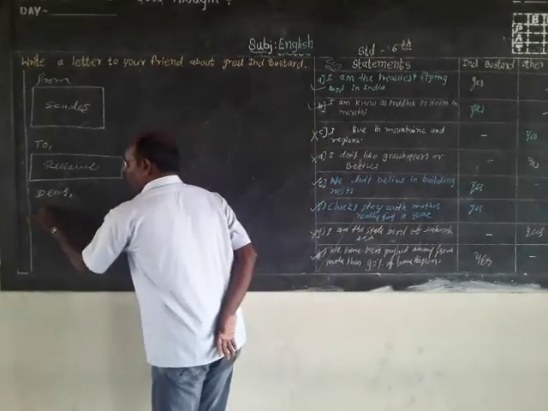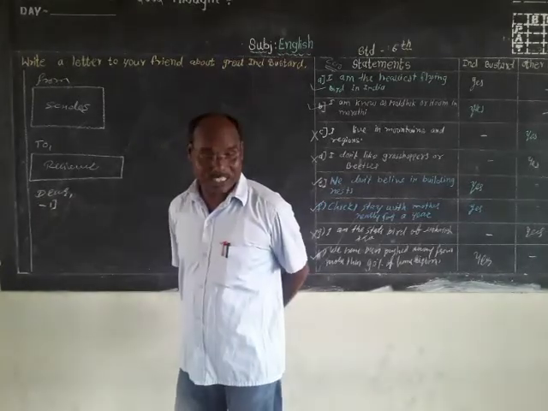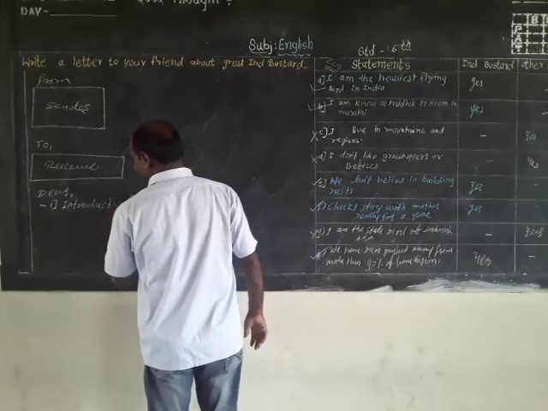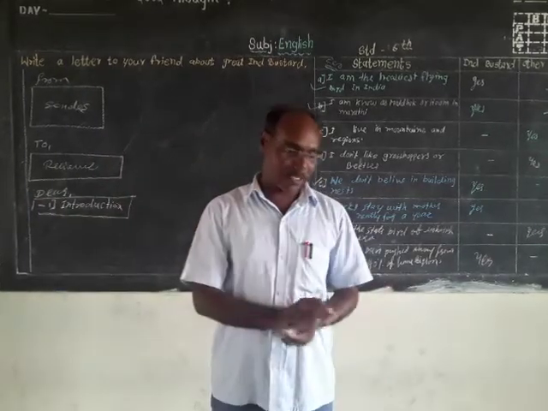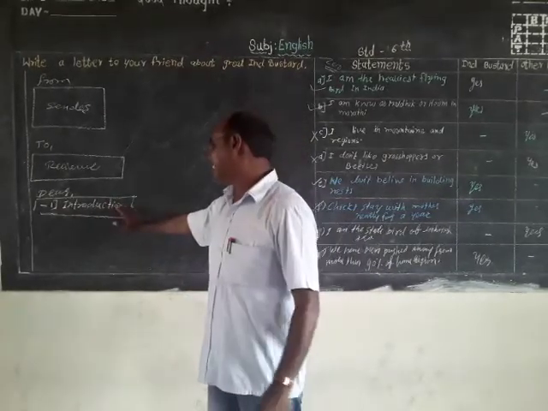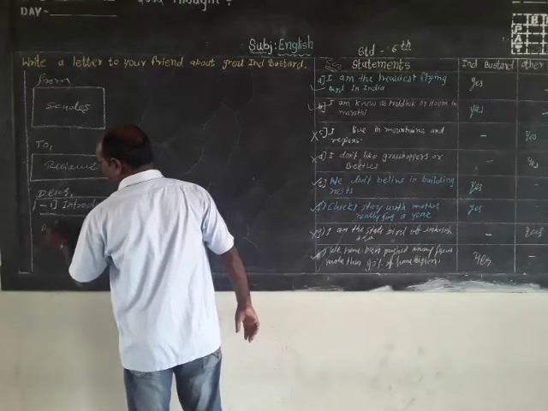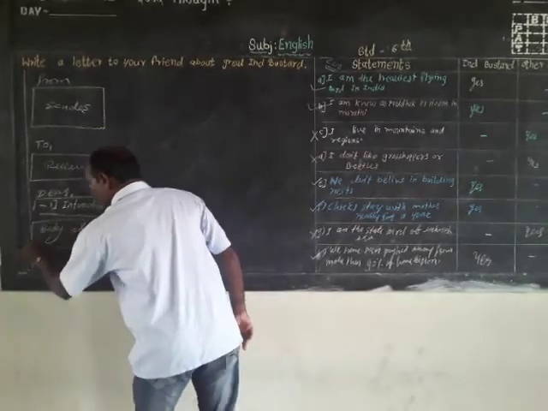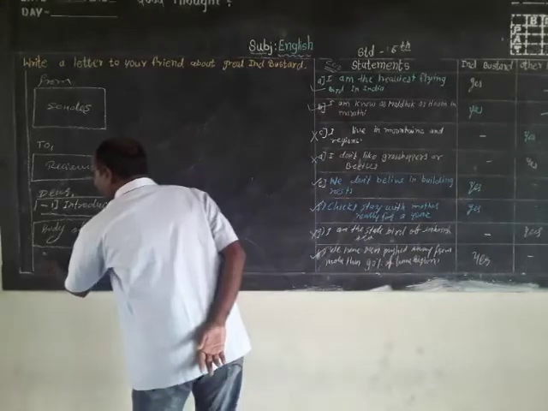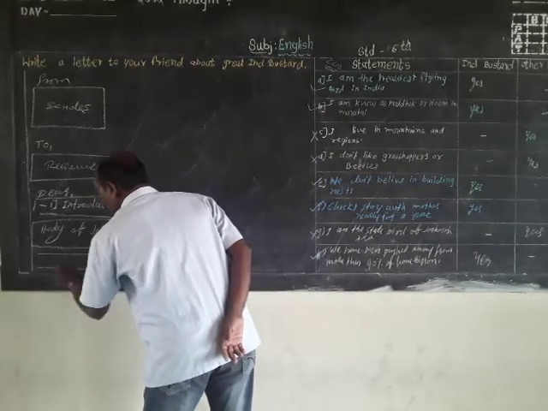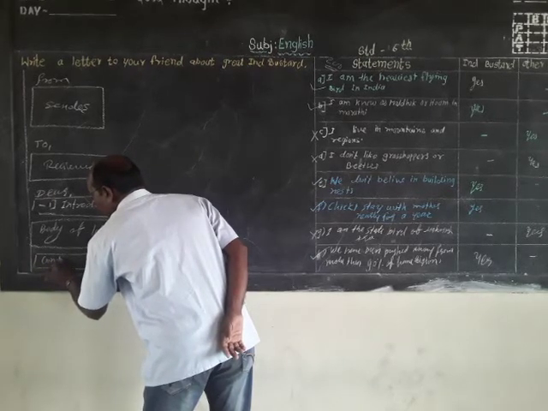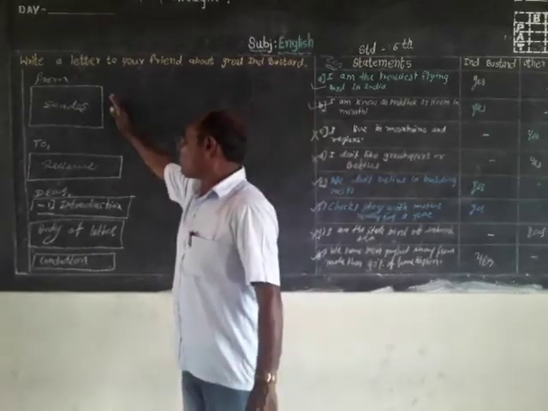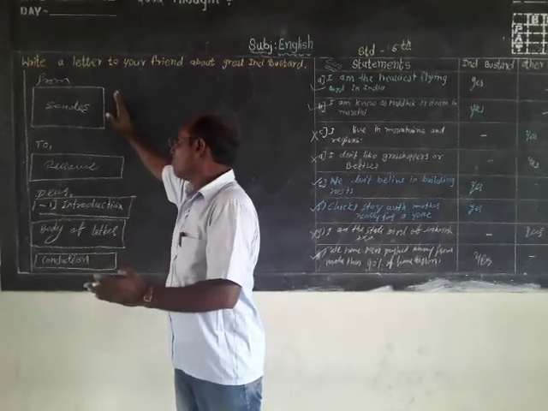Then, the first paragraph is to write the introduction. Introduction of the letter. The letter should be divided into 3 parts. First one is introduction. Second one is body of letter. This is the second option of writing a letter. And third one is conclusion. Conclusion. Got it?